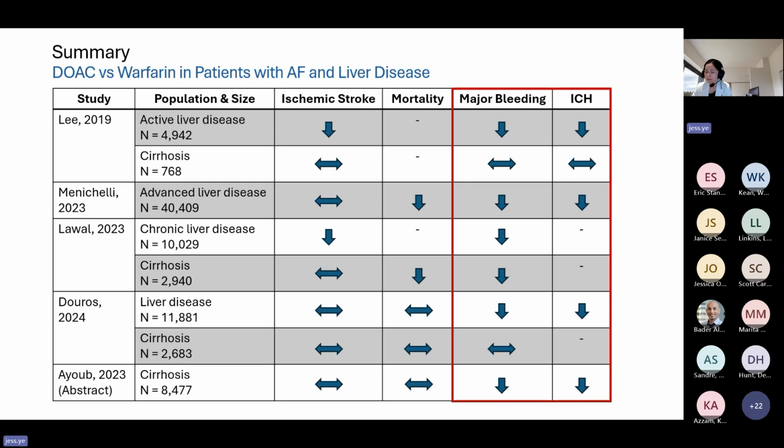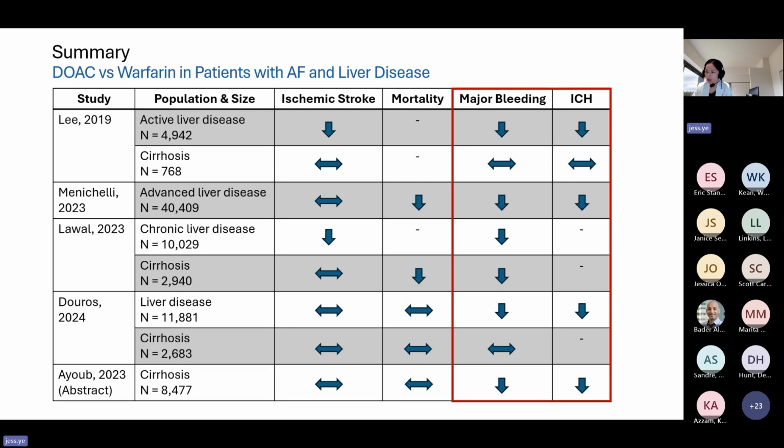And DOAC are associated with a lower risk of major bleeding and intracranial hemorrhage when compared to warfarin. All studies, except for the last one, presumably included patients with less severe liver disease, although this information was not specifically reported or available in many studies. As we all know, observational data may have been affected by important confounding factors.